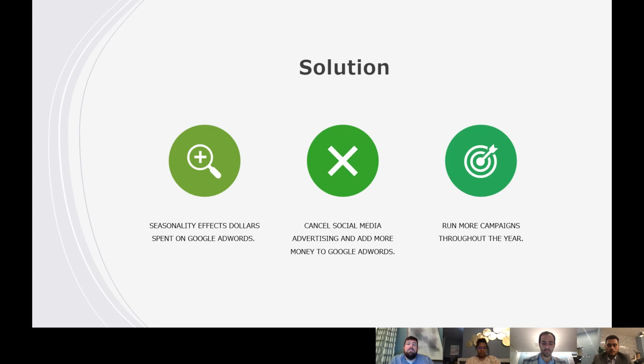And then first, we think the best solution would be to cancel the social media advertising, as there's no direct correlation with the dollars spent and the clicks generated. And then we can add those dollars back to Google AdWords in the sense of creating more ads to generate more clicks. And then just maybe run more campaigns throughout the year.